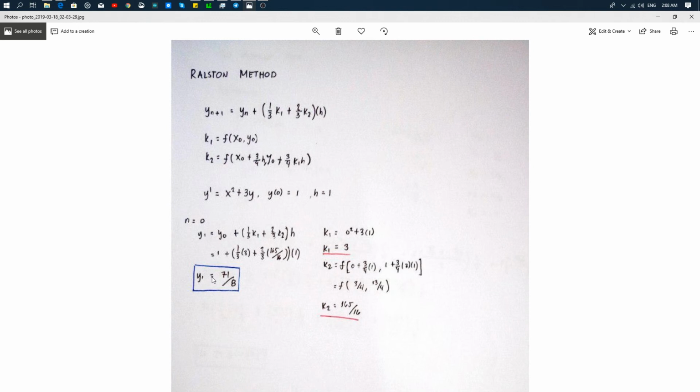We could go to more points by repeating the steps. You could do it by yourself. So at this point, I think we have just solved it.